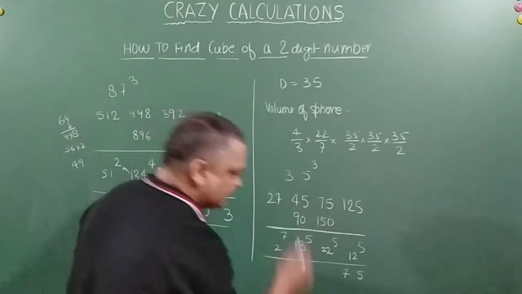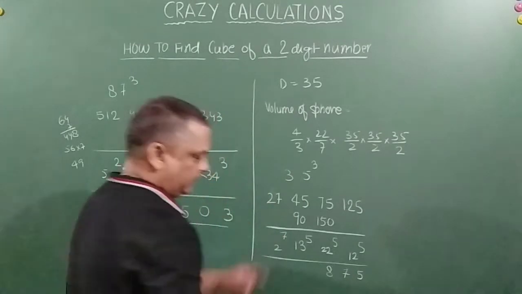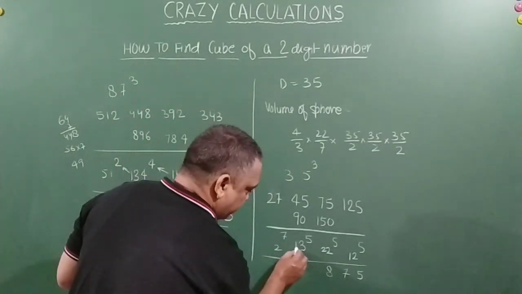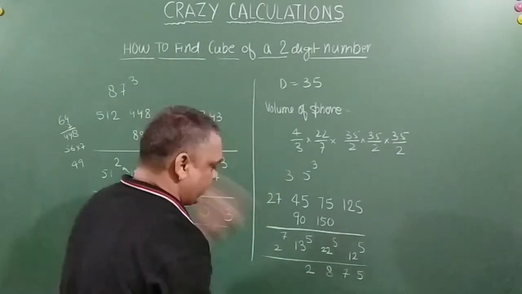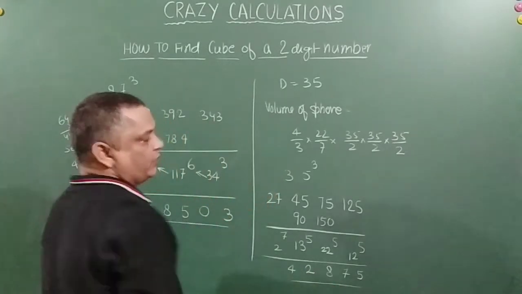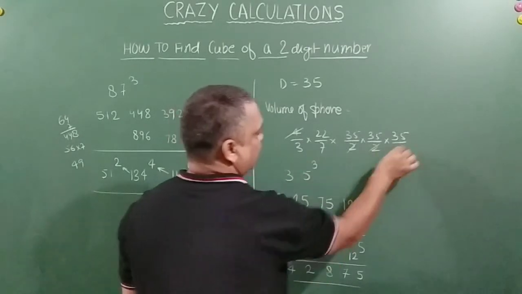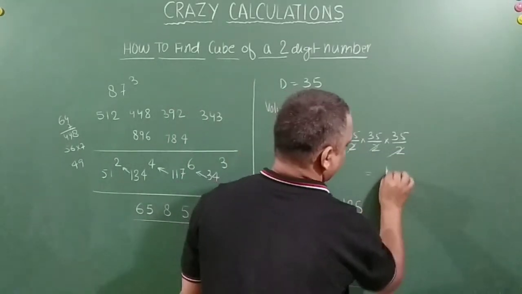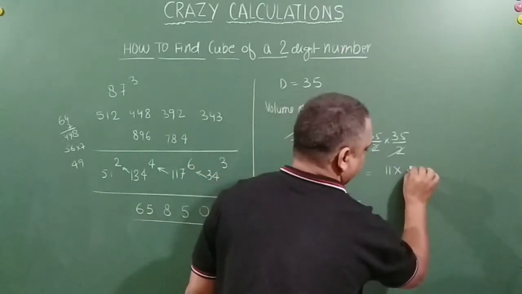22 plus 5, 27. Plus 1, 28. Right? Then 2 in my hand. And 17 plus 3 is 20. 20 plus 2 is 22. Again 2 in my hand. 2 plus 2 is 4. So 42875. Now this can be cancelled with this, and this can make this as 11, right? So finally I reduced it to 11 into 42875.